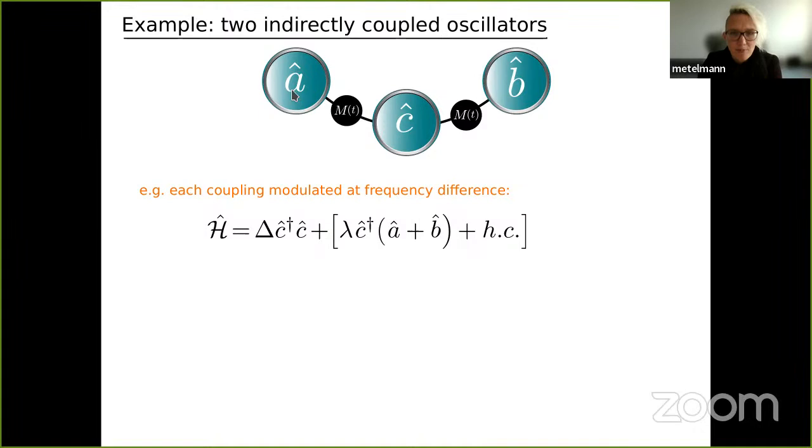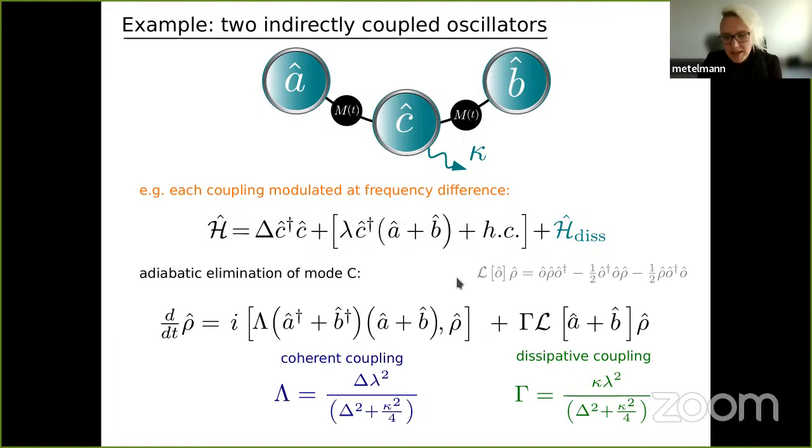And now we want to assume that this oscillator C is coupled to an environment. I leave this rather abstract here, but with a rate kappa. And this kappa should be one of the largest parameters in the system. So we can assume that C is in a steady state, and we can then adiabatically eliminate it and arrive at a master equation just for our system A and B. And there we have exactly the structure I already mentioned before.